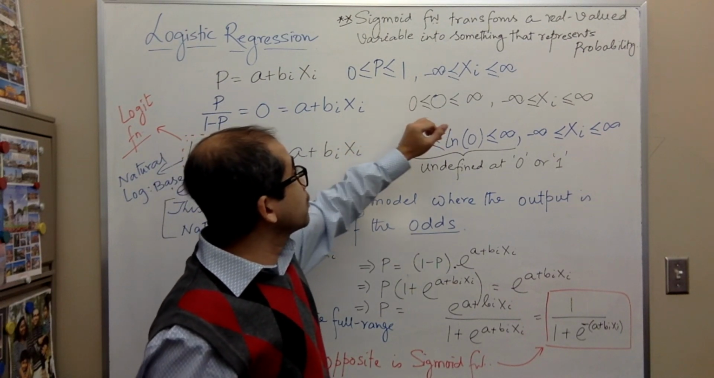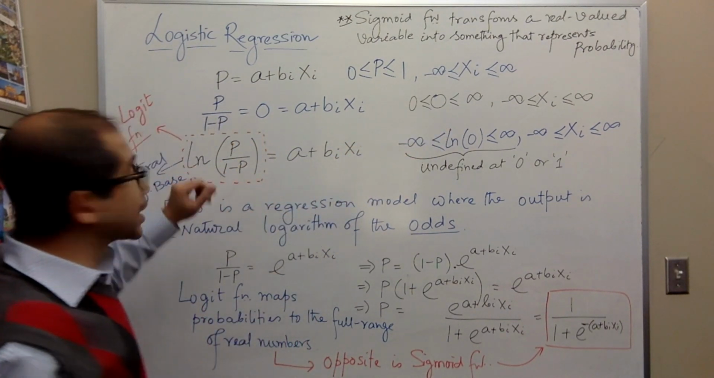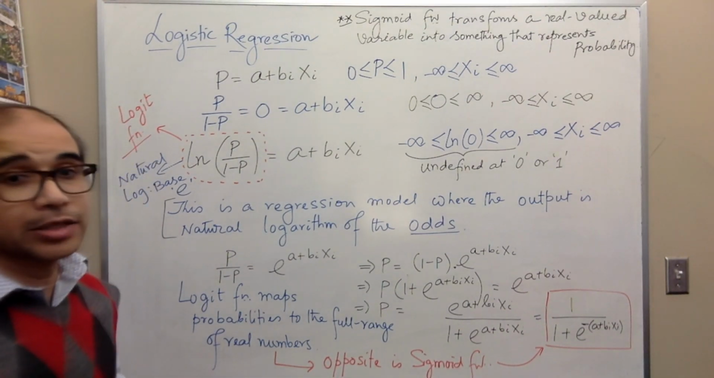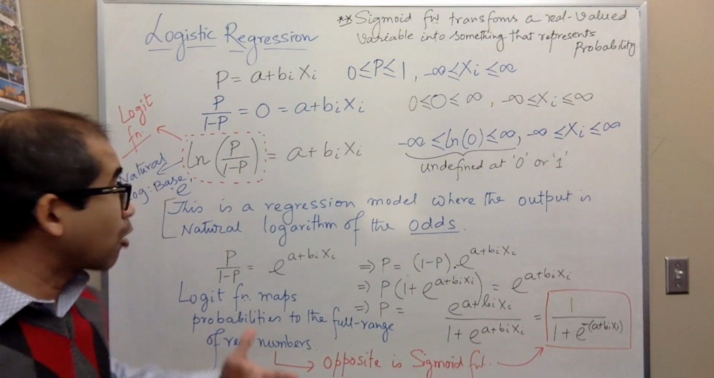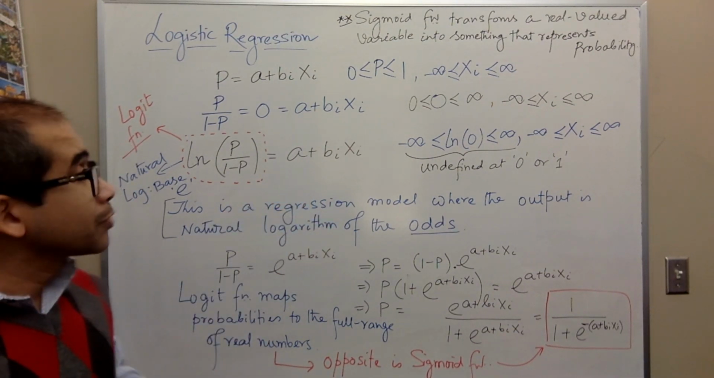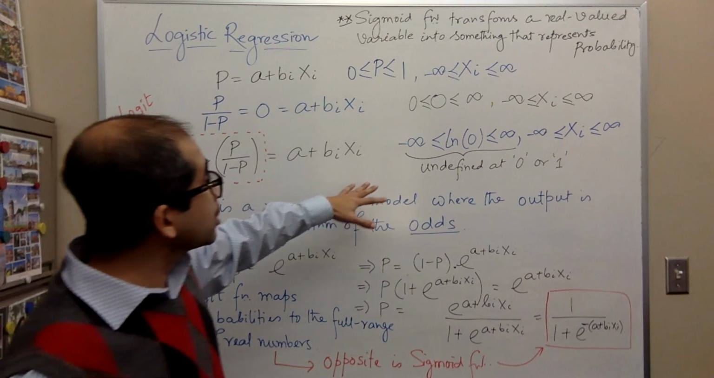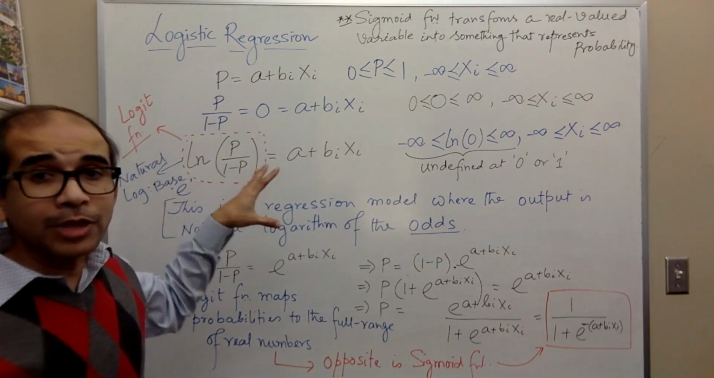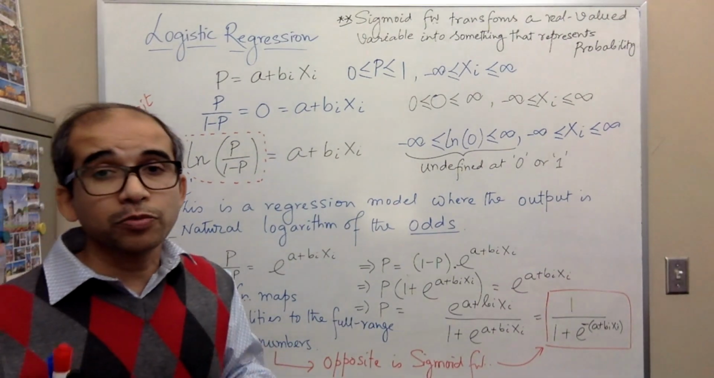So 0 to infinity, and then we take log on both sides, natural logarithm, which is of base e, where e is Euler's number, which I already talked about. So now if we take natural logarithm on both sides, you see that the logarithm varies from minus infinity to infinity. That means the log of the odds varies from minus infinity to plus infinity.